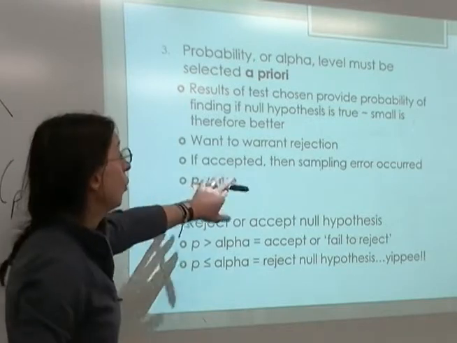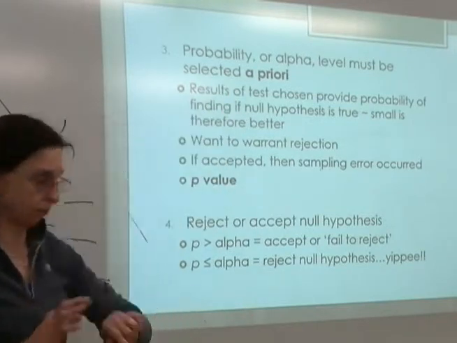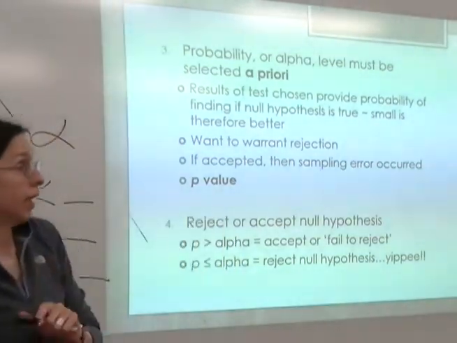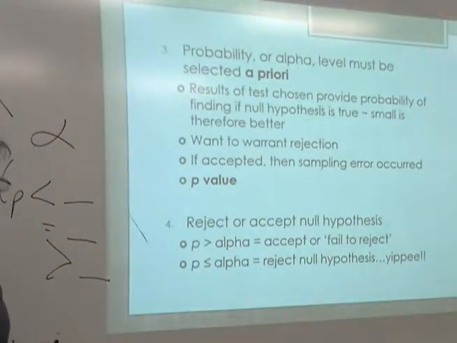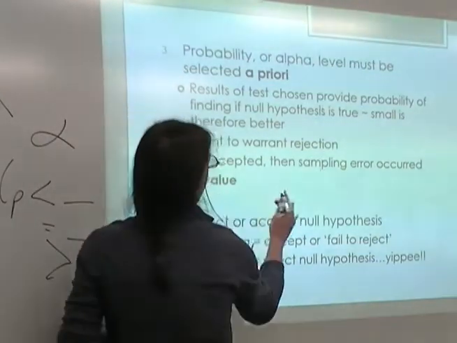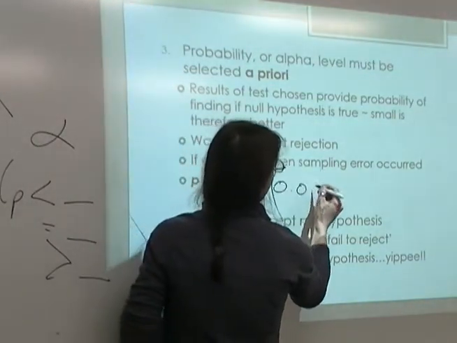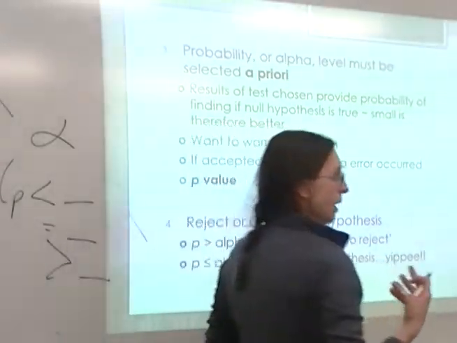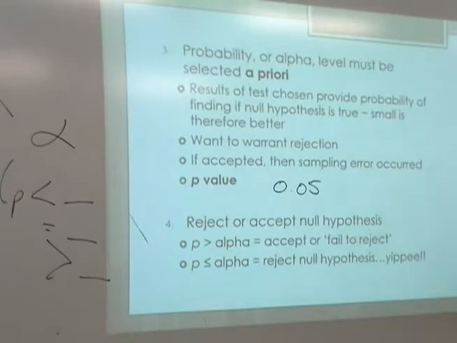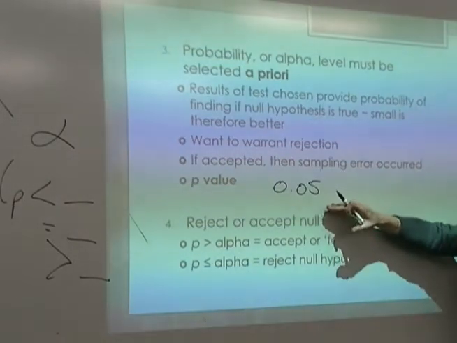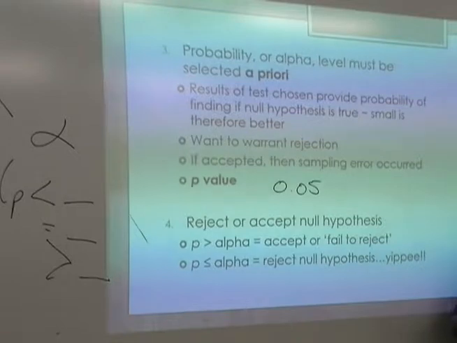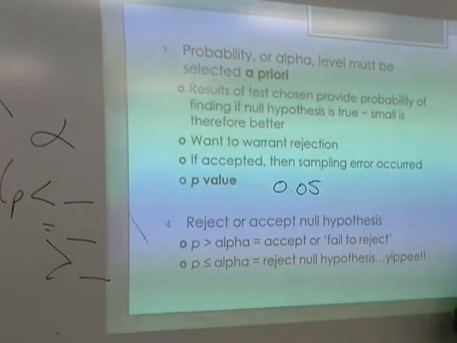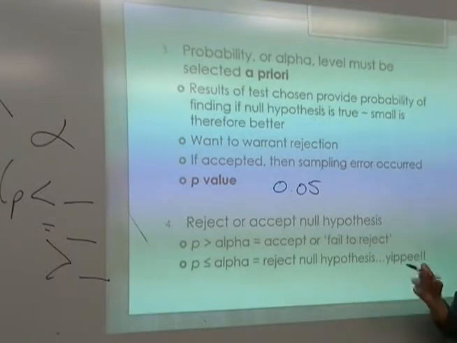Okay. What do we set alpha at? Mostly in PE kinesiology papers, we set alpha at 0.05. So most of the papers that you read will have alpha at 0.05. Not all of them, but the majority of them. That's a pretty safe alpha for our kind of research.